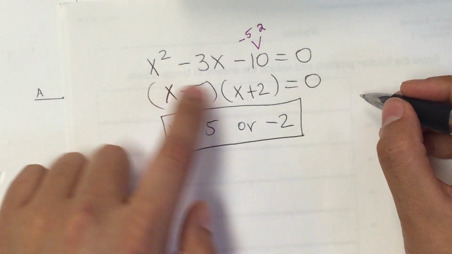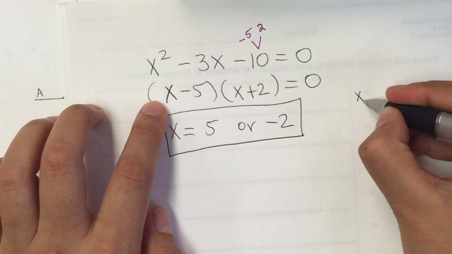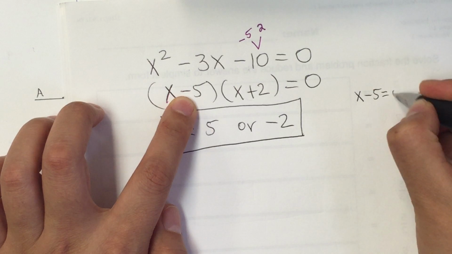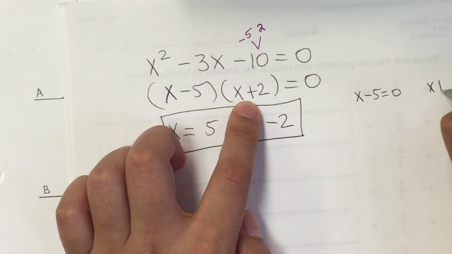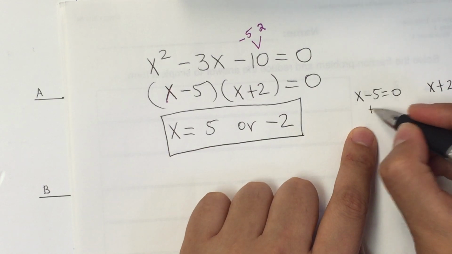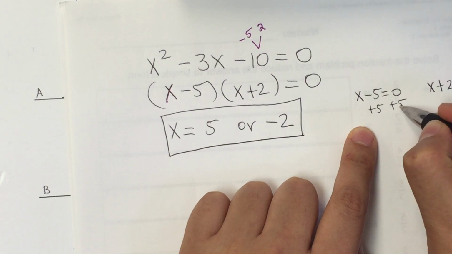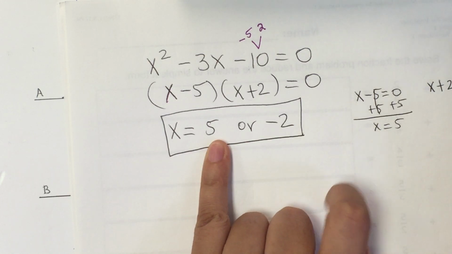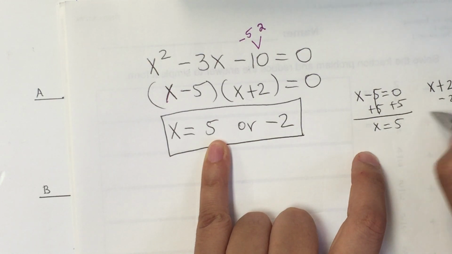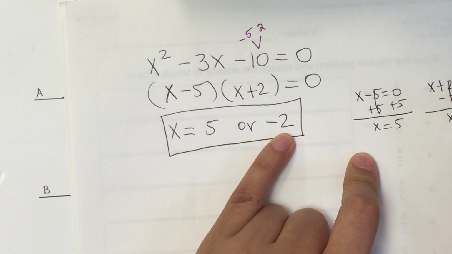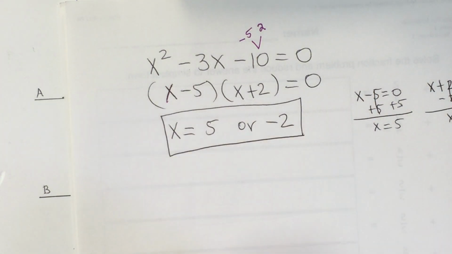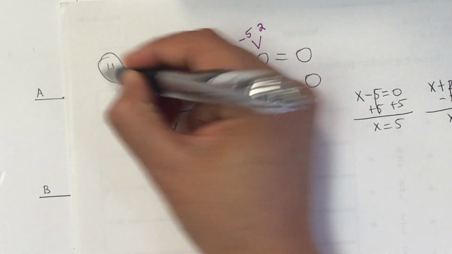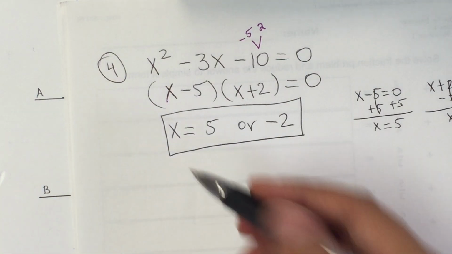Again, if they ask you to do the equals to 0, it would just be x minus 5 equals 0, x plus 2 equals 0. You just start solving, plus 5 plus 5, and so x equals 5. There you go. Minus 2, x equals negative 2. There you go. Okay, so that would be your next example.